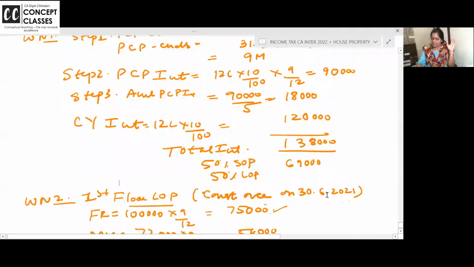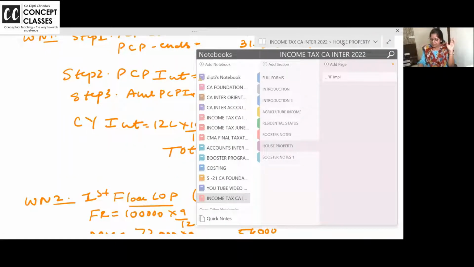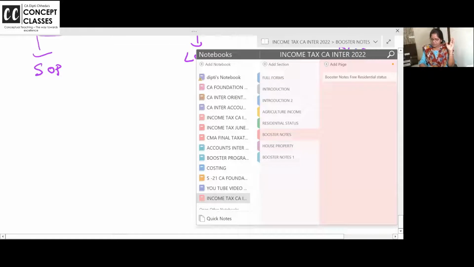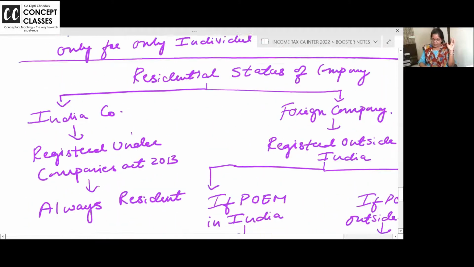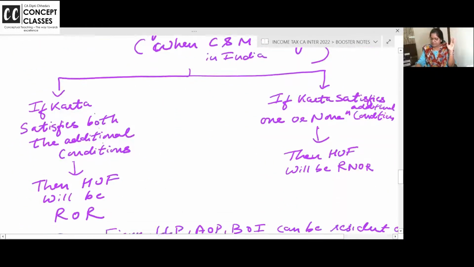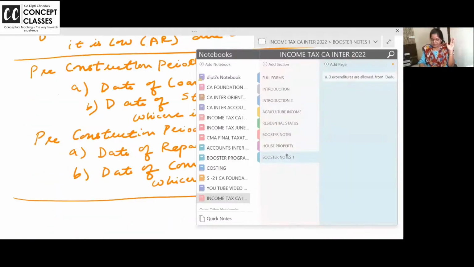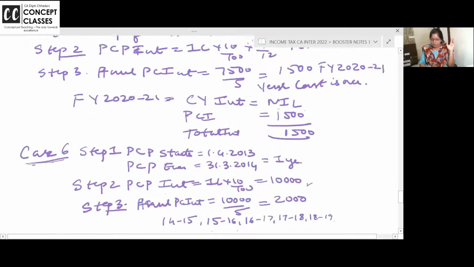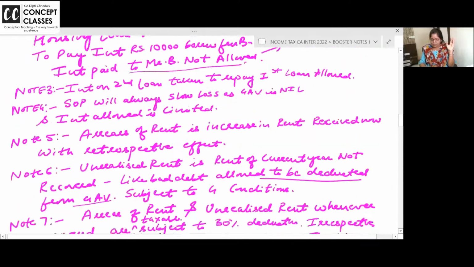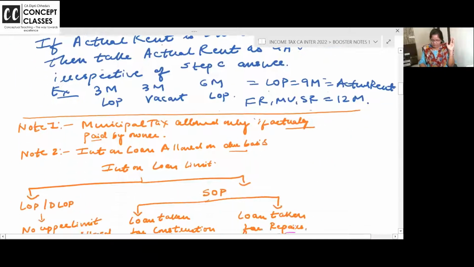If you want, it will take 2 minutes. You know, over these 8 classes, we have written so many booster notes. Look at all this, we have written all of these. Achha, this one is of residential status. One minute. Yeah, here we go. See, so many booster notes we have written for pre-construction and all. This is the flowchart.